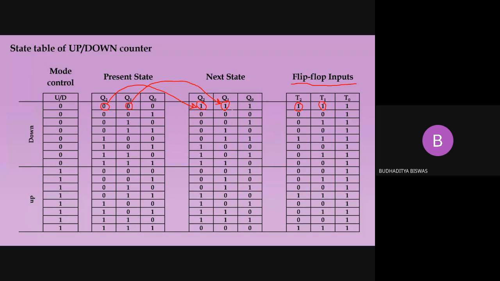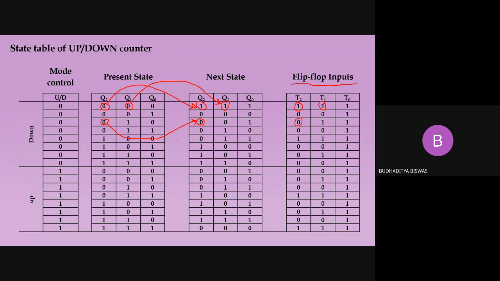The third one is also a 0 to 1 transition, that's why this is equal to 1. Now coming to this one, this is equal to 0 and the next state is also 0. So this is a 0 to 0 transition. And for a 0 to 0 transition, what will be the flip-flop input? 0. It's equal to 0.